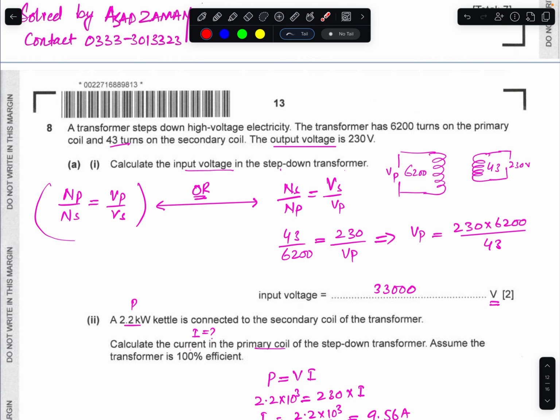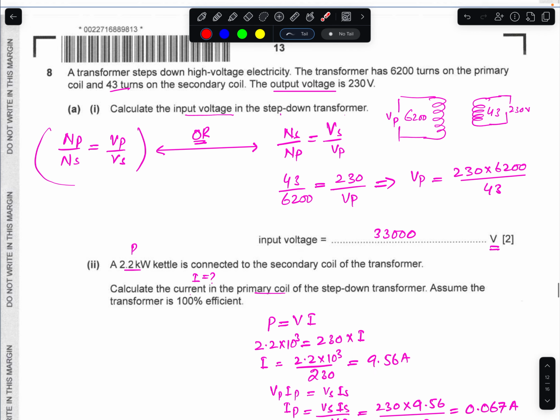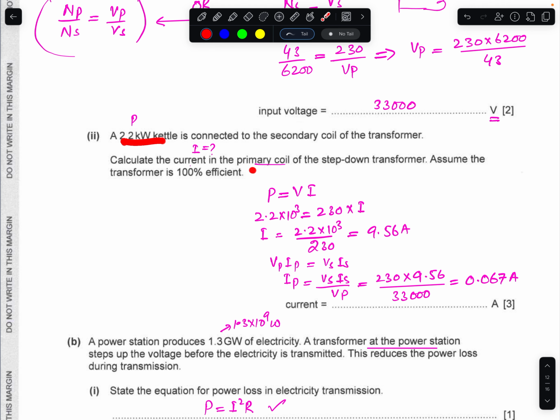Now next, calculate the input voltage in the step-down transformer. Some values for the transformer turns are given, like this is representing the primary turns, this 43 is the secondary, and the output voltage is 230. The output voltage is across the secondary coil, and the primary voltage is missing across the primary coil. We have to calculate it. So if we rearrange this formula for VP, the primary voltage, we would get VP equals 230 times 6,200 divided by 43, and you would get this input voltage, which is 33,000 volts.